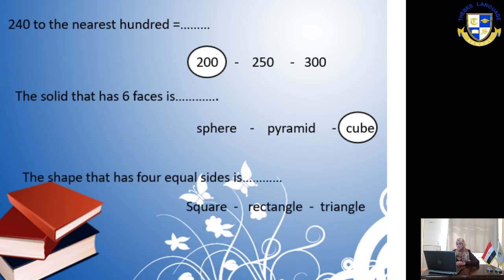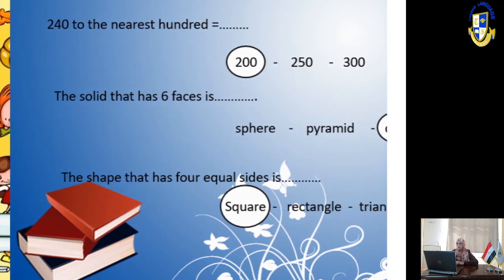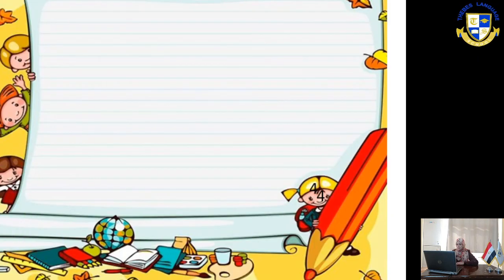The shape that has 4 equal sides. Take care of the word equal. Square, rectangle, or triangle. Of course, the square, because the rectangle has only 2 equal sides, and the triangle doesn't have equal sides, so the square has 4 equal sides. Complete. In the next slide.